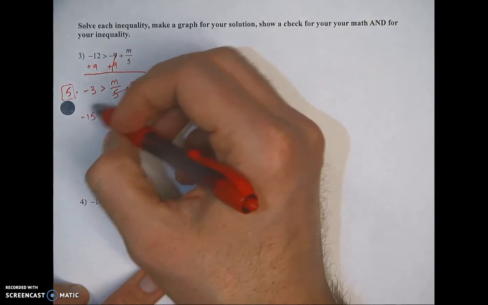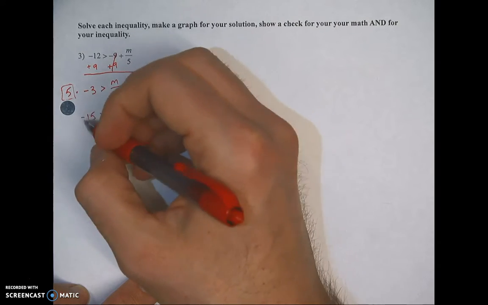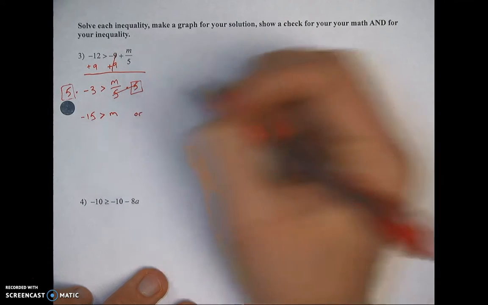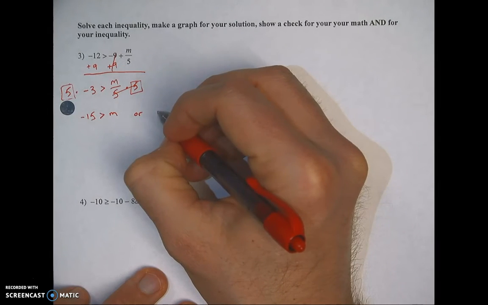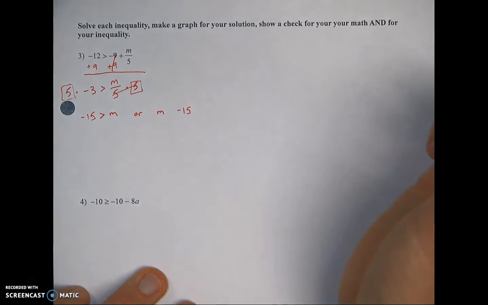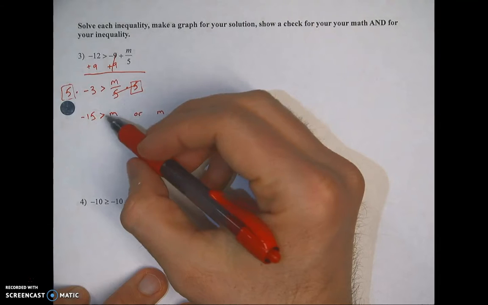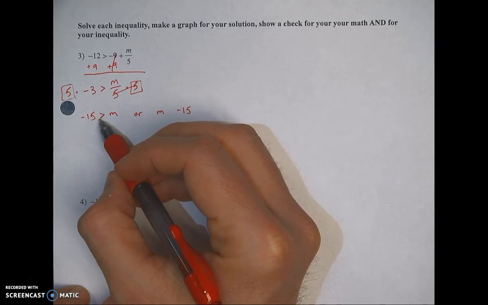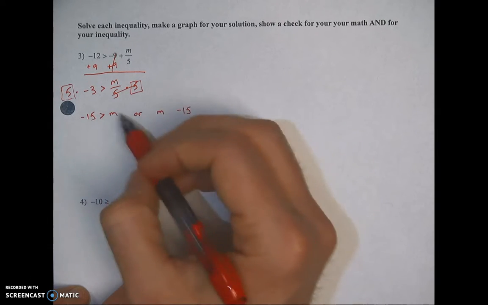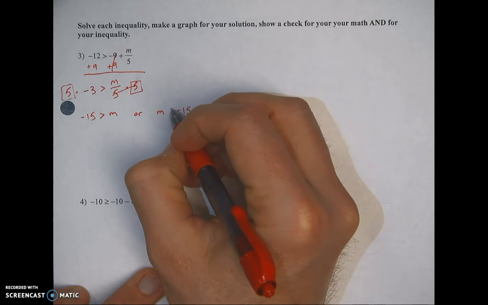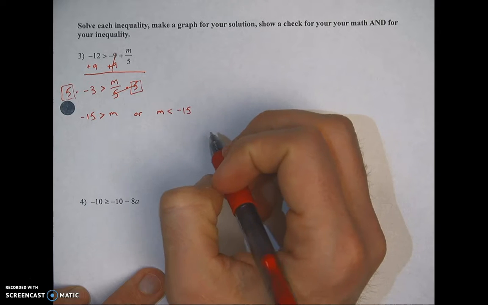Now, this answer is correct, but we always want to write these in terms of our variable, meaning that the variable comes first. So I'm going to rewrite this with the m on the left and the -15 on the right. Now, if I flip the letters, the inequality needs to stay equivalent. So it was telling me that -15 was greater. It was open towards the -15. So when I rewrite this, I want it to say the same thing, just with the letter on the left. So if it's open towards the -15, it still needs to be open towards the -15.